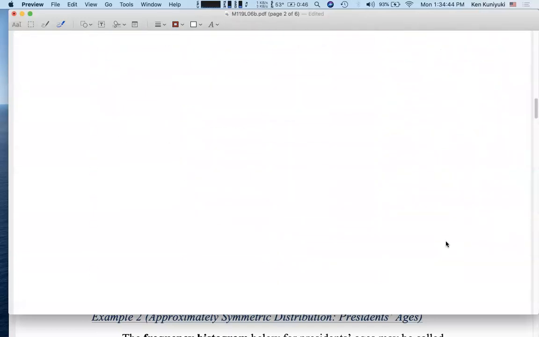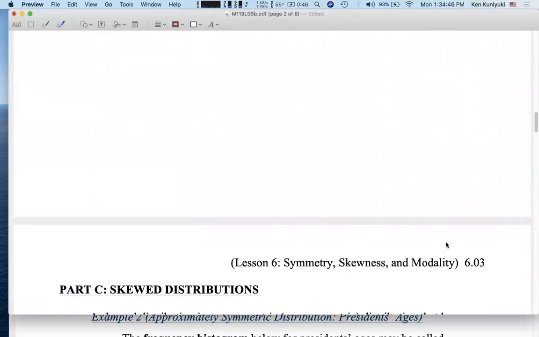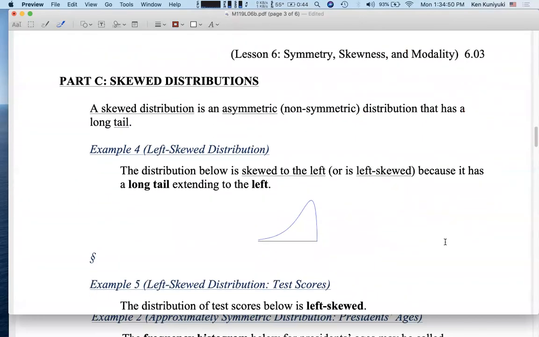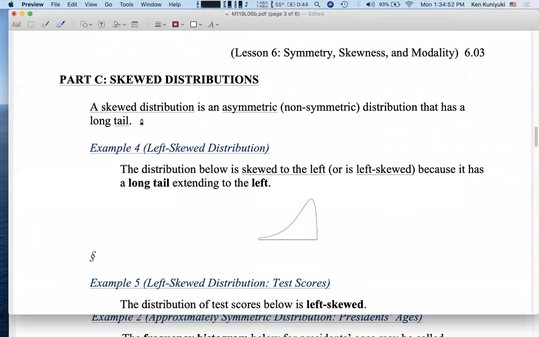Now, what if we don't have a symmetric or an approximately symmetric distribution? We might have a skewed distribution. A skewed distribution is a type of asymmetric, that is a non-symmetric distribution that has a long tail. So all skewed distributions are asymmetric, but not all asymmetric distributions are skewed. For example, this here would be an asymmetric distribution, but it's not skewed in any way.